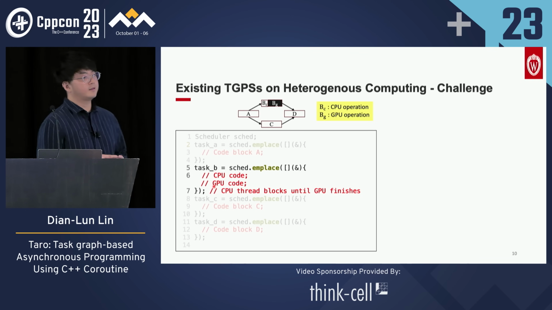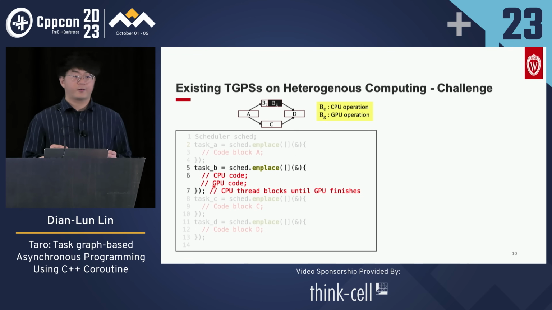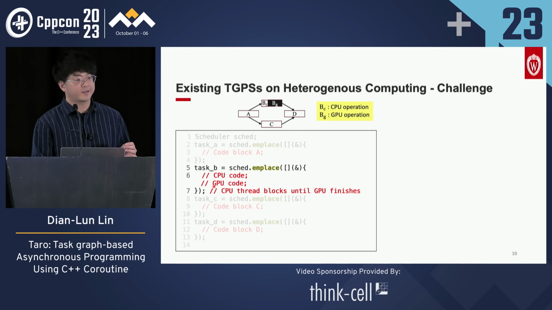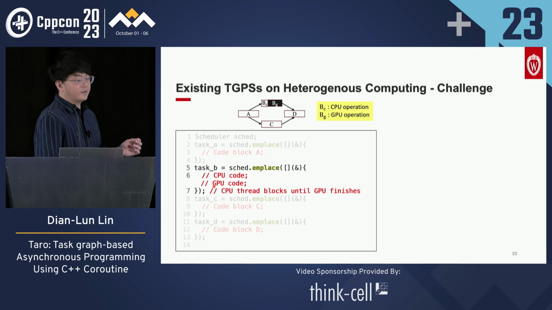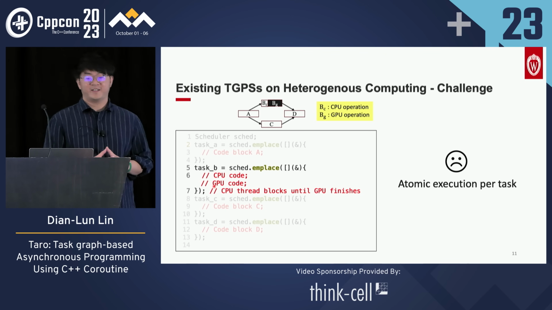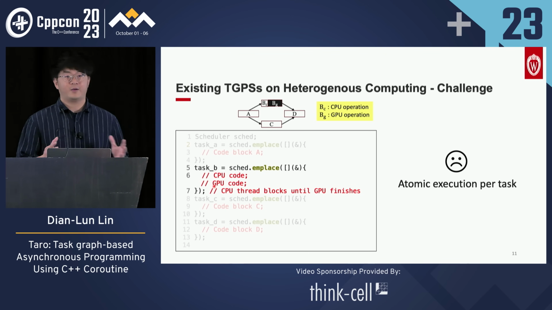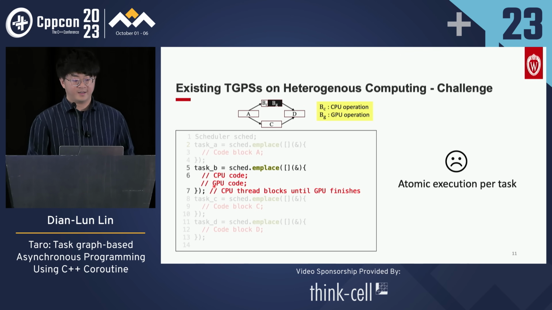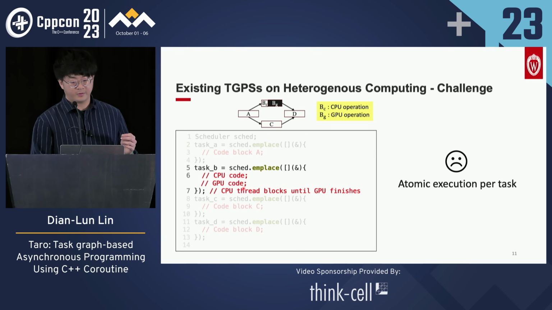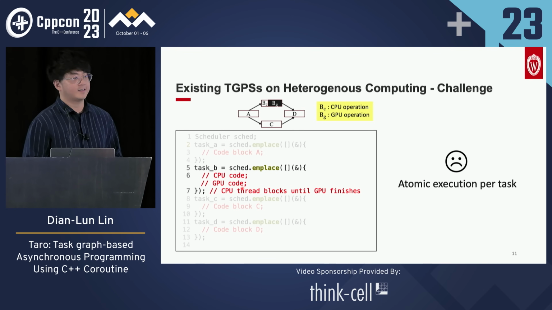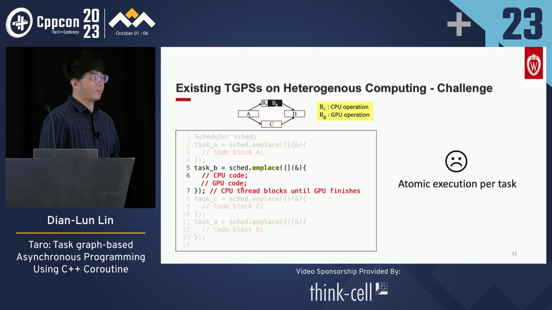When the CPU thread executes this task B, we'll execute CPU code and then offload GPU code to the GPU. The challenge is that this CPU thread needs to be blocked until the GPU operations finish. That is, most existing TGCS all assume a single execution per task. The CPU thread needs to wait until this GPU code inside the task is finished.